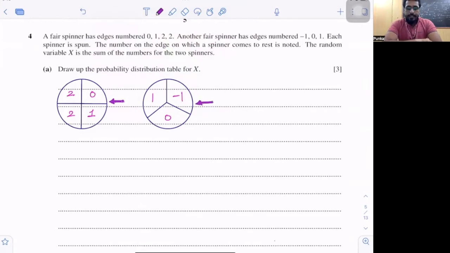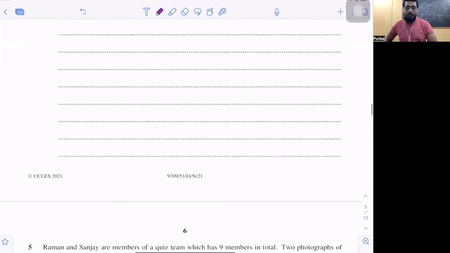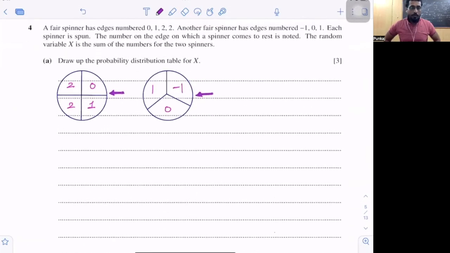The question says each spinner is spun. The number on the edge on which a spinner comes to rest is noted. So you spin both the spinners, and the arrows are telling you the number. The random variable x is the sum of the numbers for the 2 spinners. So you're going to add those 2 numbers. Draw the probability distribution table for x. So the question is definitely of probability distribution. That's the first part. And the second part, find variance of x. No third part is there. So again, 2 parts, fairly simple question.